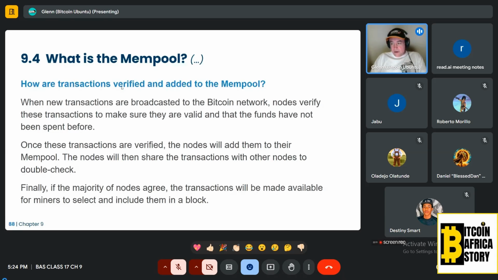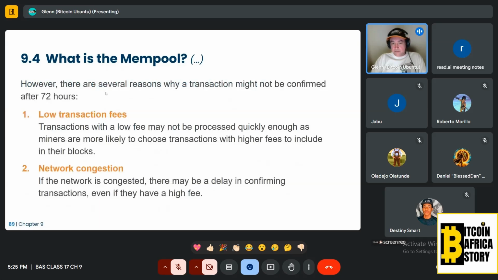How are transactions verified and added to the mempool? When new transactions are broadcast to the Bitcoin network, nodes verify those transactions to make sure they are valid and that the funds have not been spent before. Once these transactions are verified, the nodes will add them to their mempool. The nodes will then share the transactions with other nodes to double check. Finally, if the majority of nodes agree, the transactions will be made available to select and be included in a block. However, there are several reasons why a transaction might not be confirmed after 72 hours.